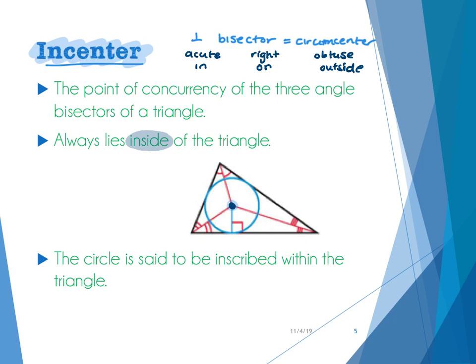And how we word this is that the circle is said to be inscribed within the triangle. So whatever's inside the triangle is inscribed, and whatever's on the outside is actually said to be circumscribed about the circle.